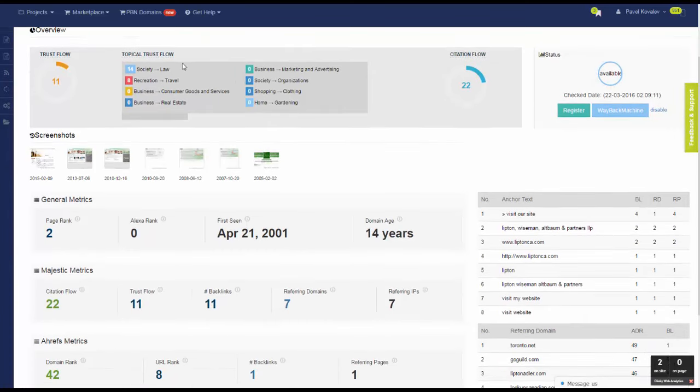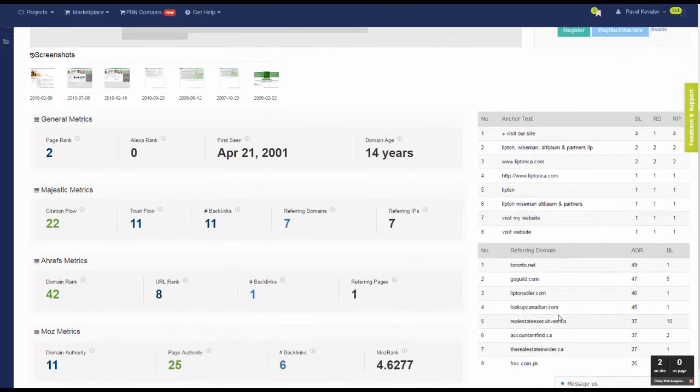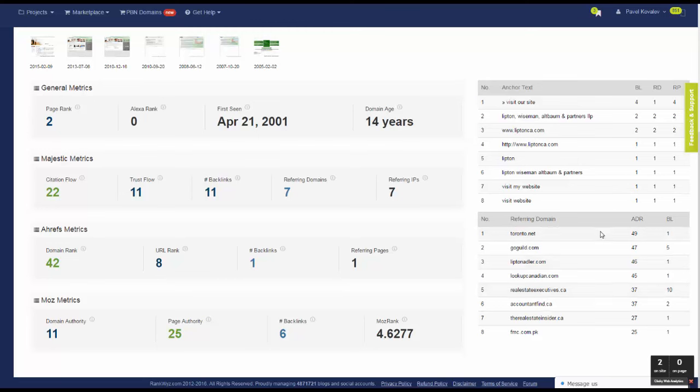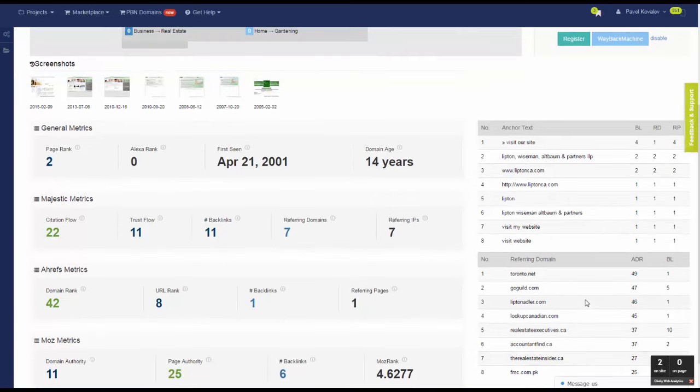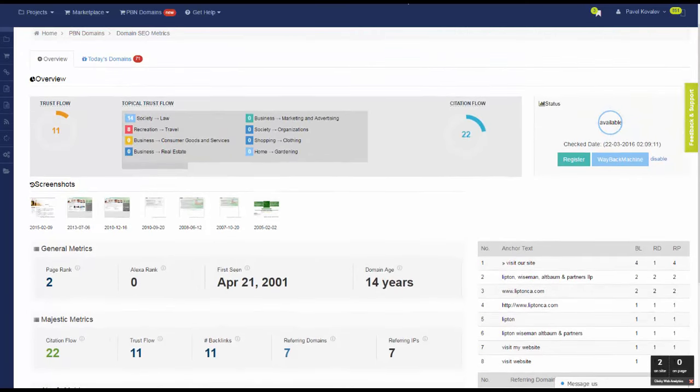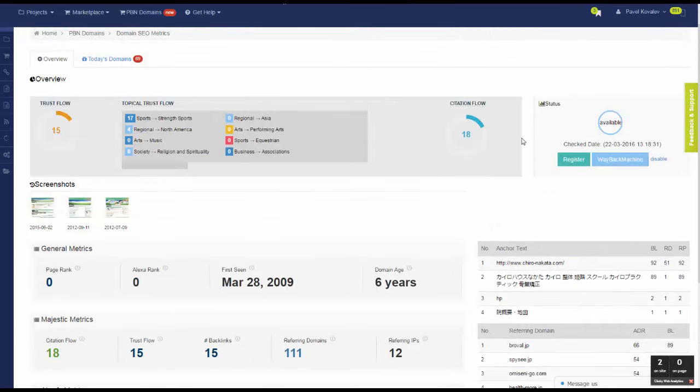Lipton Wiseman. I can tell by the last name that it's a lawyer. All the borrowing partners. And look at the referring domains: Toronto.net, Canadian accountant, other Canadian sites. So let's say I'm looking for a site that I believe is important, with links local to me, the Canadian Toronto links. This is a perfect site, as I said. So I was using search within referring domains.